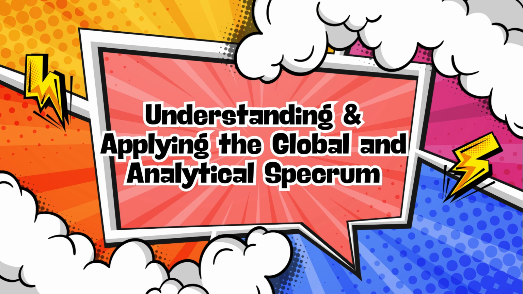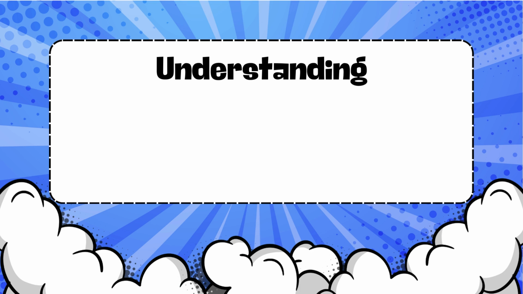Understanding and applying the global and analytical learning spectrum means having a balance. You want a balance between a holistic or big picture view and detailed analysis, or getting into the nitty gritty. This is going to enhance learning and comprehension for diverse learning individuals. Recognizing the analytical and global spectrum is crucial for several reasons.